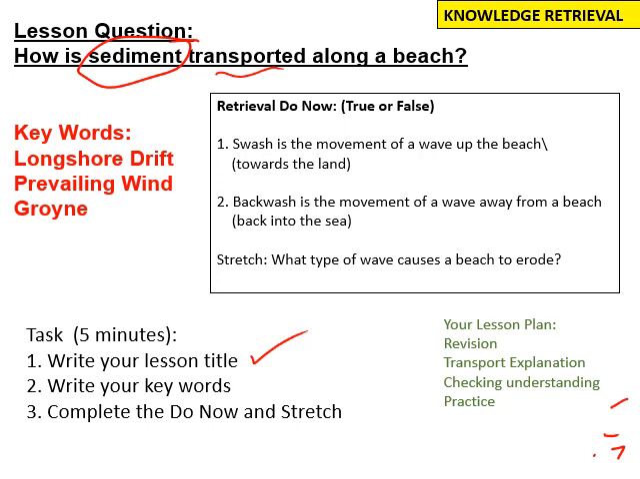I need you to write your keywords. That's the three of those there: longshore drift, prevailing wind and groin. And I need you to complete the do now and the stretch task, which recalls the information that we learned last lesson about constructive and destructive waves. You may want to pause this video while you write those down and then press play to continue.